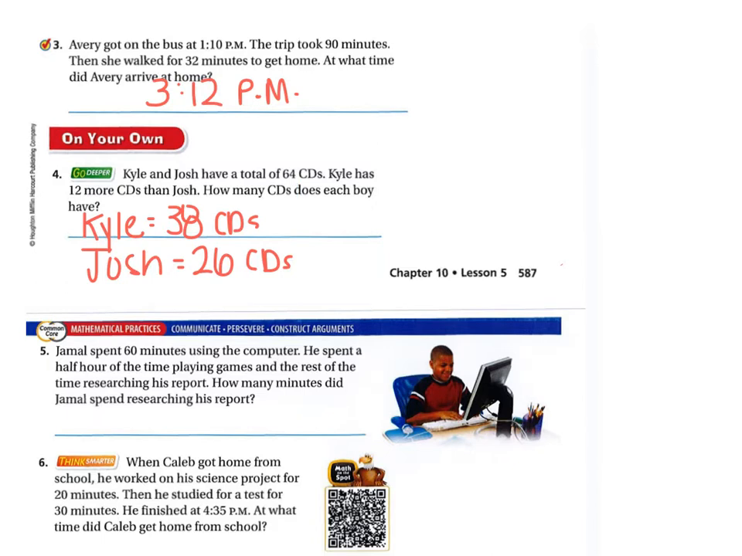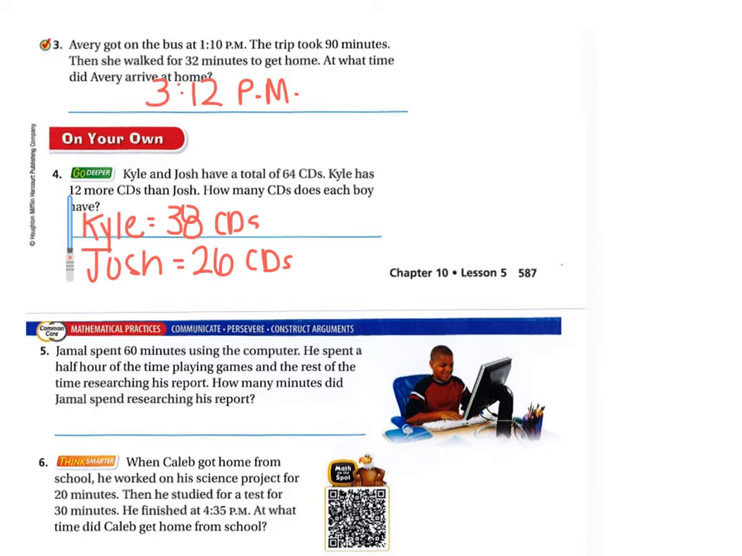So once we understand that, it's all about guessing and checking. I know that if Kyle and Josh had an equal number of CDs, if they both had the same number of CDs, and they put them together and they got 64, they would each have 32 because 32 plus 32 is 64. Now I know that they don't have an equal number because it says right here, Kyle has more CDs than Josh.